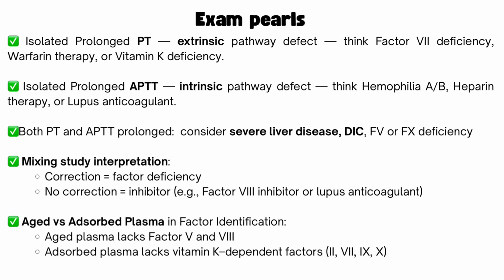Mixing study interpretation: if it is corrected, then there is factor deficiency. If it is uncorrected, then inhibitor. Aged versus adsorbed plasma. Please remember, aged plasma means labile factors are absent. These are factor 5 and factor 8. And adsorbed means vitamin K dependent factors are lost. So there is no 2, 7, 9, 10.